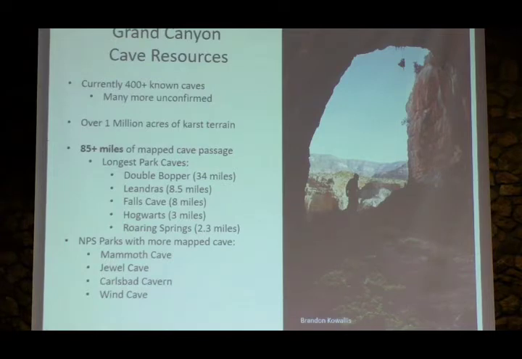We also have many caves in the park. So Grand Canyon is a cave park. This is something that a lot of people don't know. We currently have over 400 known caves, and only a fraction of the park has actually been thoroughly explored and had those caves confirmed. There's over 1 million acres of karst terrain in Grand Canyon, and over 85 miles of mapped caves. The largest being Double Bopper, which was recently connected to another cave. So this number of 35 miles is actually far smaller than the current number. And you'll notice the only national parks with more mapped caves are all the national parks with cave in the name.